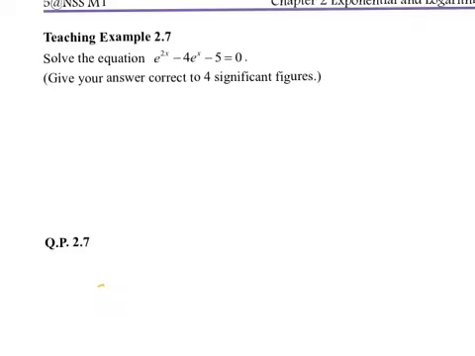Now, let's go to teaching example 2.7. This example is an important example, so please study it by heart. Let's observe it. Here is not multiplication. These are connected by addition or subtraction. And then you will find that, look at the exponential. This is 2x, and this is x. What does it mean? That means that one is double.